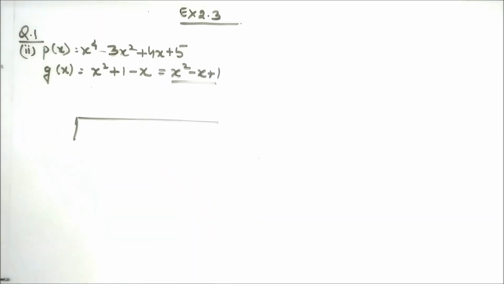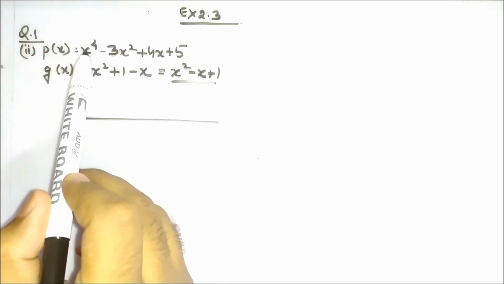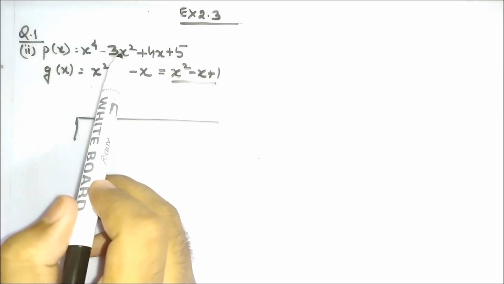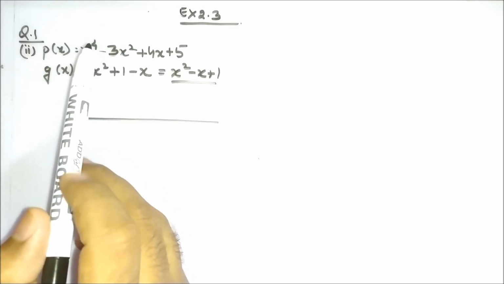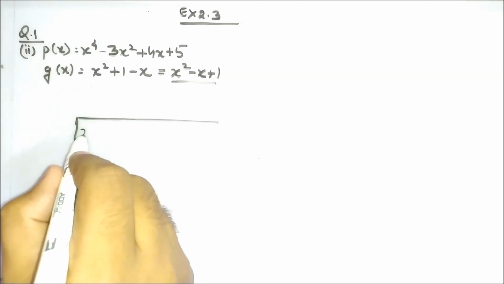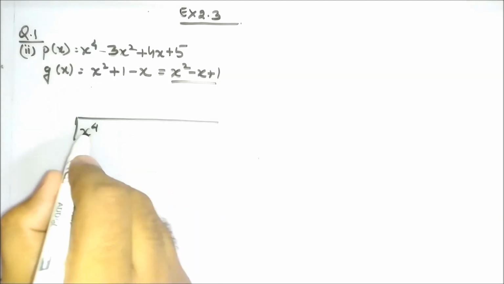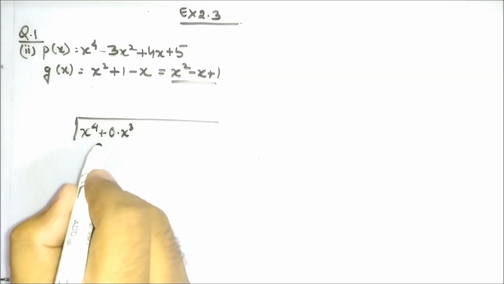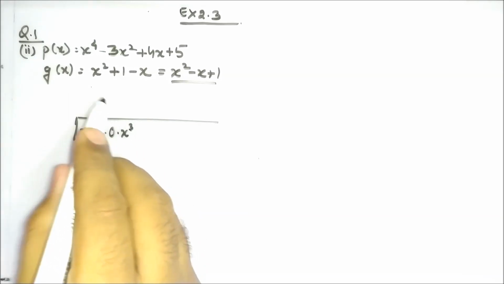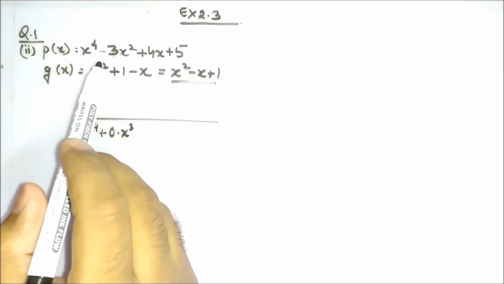Now here one more change is there. Here we have direct x power 4 and directly we have here x power 2. We don't have any term like x power 3. So when you write this, just be careful, it is x power 4. You can leave a gap here or you can write 0 into x cube. If x cube term is not there, then we can take the coefficient as 0.